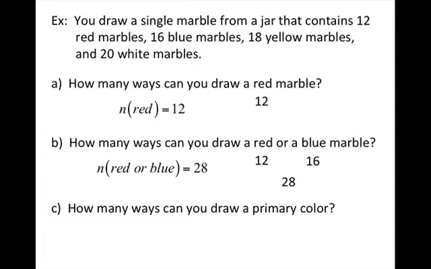In part C, how many ways can you draw a primary color? Well, your primary colors are red, blue, and yellow. These 3 events are mutually exclusive because when I draw one marble, it cannot be red and blue or blue and yellow. It can't be 2 colors at once. So there are 12 red, 16 blue, and 18 yellow. I add these to get 46, so there are 46 ways to draw a primary color.